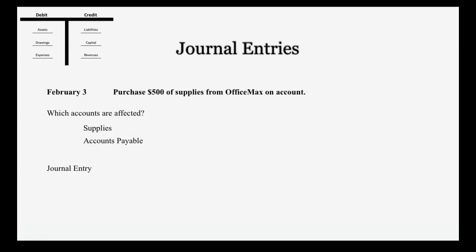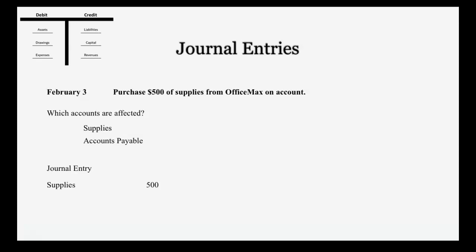Now, before we work into our journal entry, we can think, how are these accounts being affected? So supplies, which is an asset account, is increasing because we are buying more supplies. So we have additional supplies, so we want to increase our supplies. And we see in that chart in the upper left that to increase an asset, we need to debit that account. So we will debit our supplies account for the $500 of supplies that we purchased.